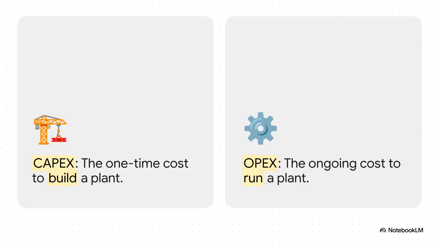The best way to get your head around this is to think about owning a car. Your CapEx, or capital expenditure, that's the sticker price. It's that big, one-time payment you make to buy the car. But your OPEX, that's everything else. It's the gas, the insurance, the oil changes, and yeah, those lovely surprise repairs that always pop up. It's the cost that just keeps on coming.